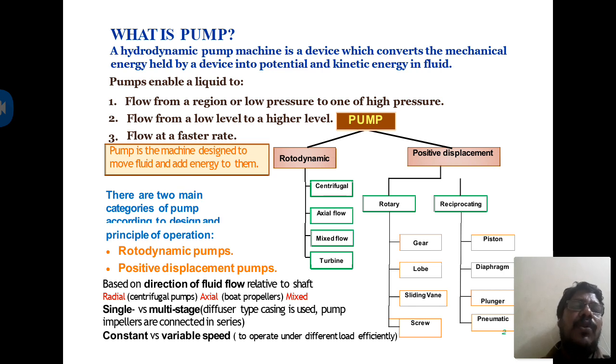Out of rotodynamic and positive displacement pumps, today in this class we are going to discuss rotodynamic pumps. In rotodynamic pumps we have varieties such as centrifugal, axial flow, mixed flow and turbine. Out of these four categories, turbine we are going to discuss in the next unit, and axial and mixed flow will be dealt with in the aerodynamics subject. So the thing you are going to study in this unit is the centrifugal pump. As the name suggests, any hydraulic machine which converts mechanical energy into hydraulic energy by using the principle of centrifugal force is called a centrifugal pump.